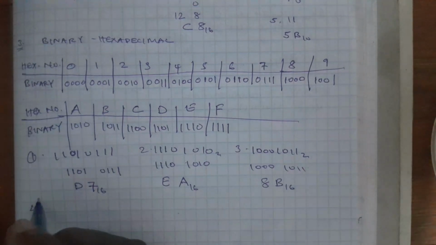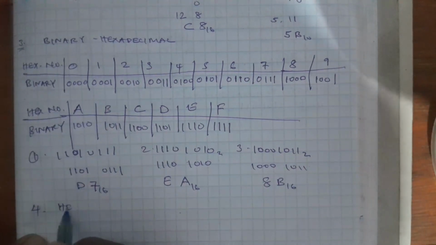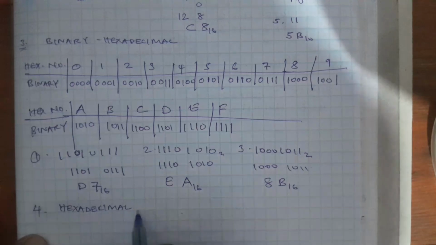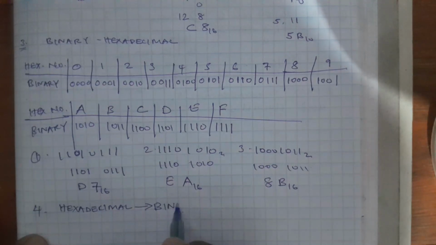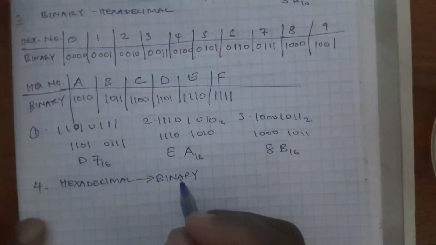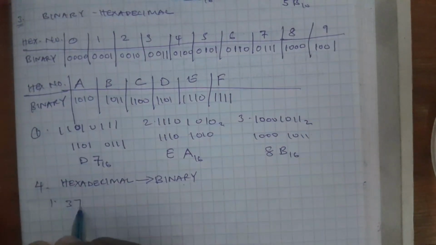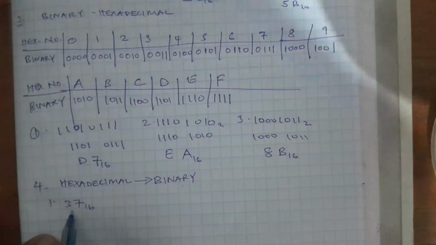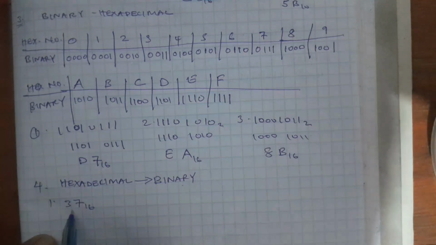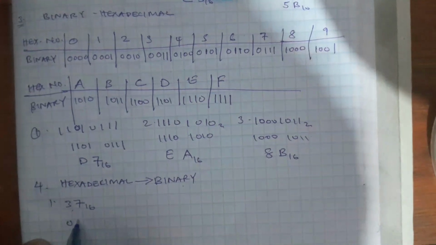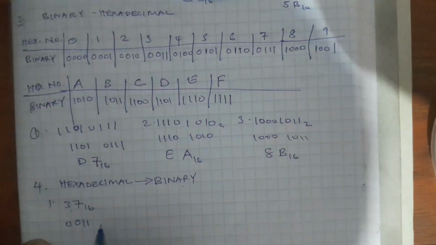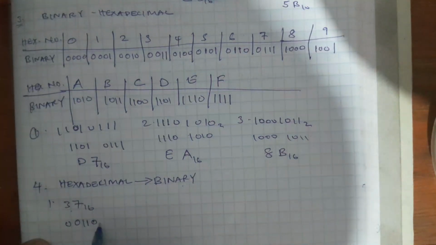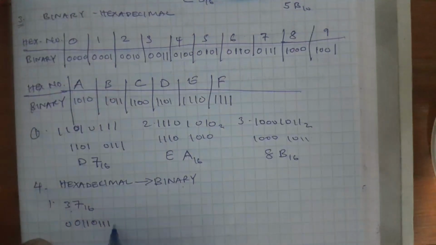Let's have the fourth case where you want to convert hexadecimal to binary. For example, number 1 is 37 to the base of 16. You just look, 3 is a hexadecimal number. What is the binary representation of 3? It is 0, 0, 1, 1. Then the hexadecimal number 7. What is the representation for 7? 0, 1, 1, 1 to the base of 2.